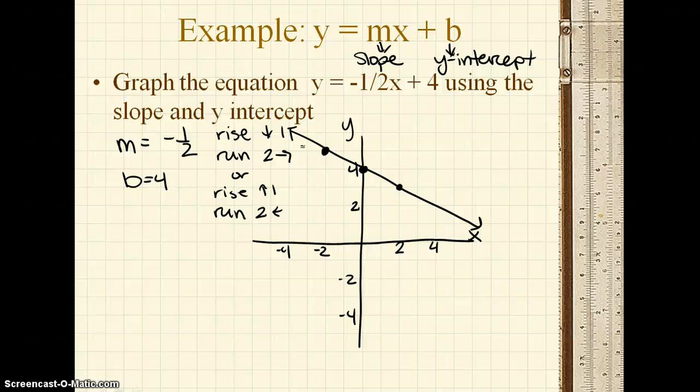This is something that you really need to check every single time you graph. Does the slope work? If you are graphing a positive equation and your slope is negative, that doesn't make sense, okay? So you need to make sure that they match. It's the quickest way to check if your work is correct. Does the slope actually work? If it doesn't, then go back and redo it.